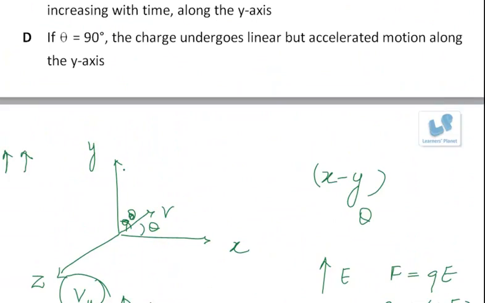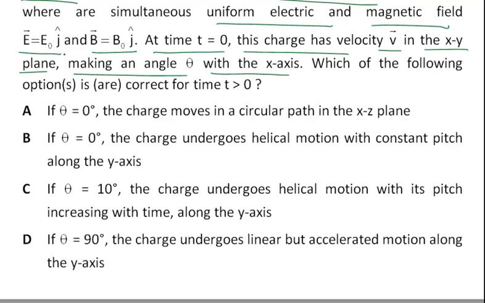Now let us look at the four options. If we say that theta is 0 degree, it means that it is entering parallel to the x-axis. That means it is perpendicular to the magnetic field B. So it will have a circular path, but at the same time, because of its acceleration in the y direction, it is not entirely circular. It will spiral up with increasing pitch. The pitch will keep on increasing. So option A is incorrect.